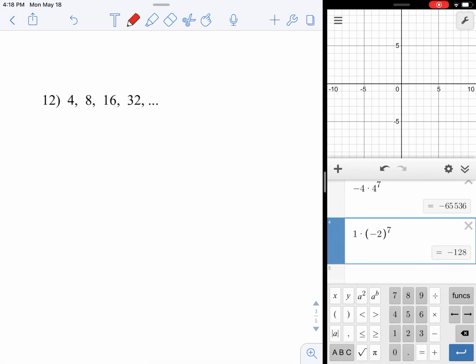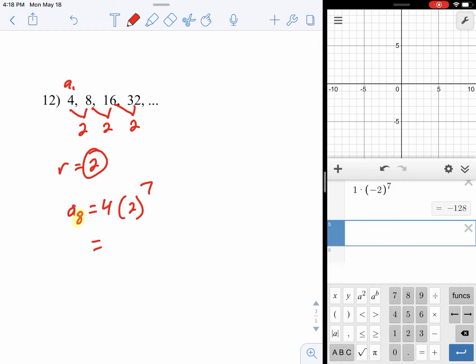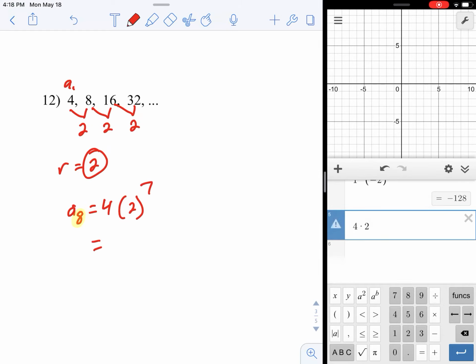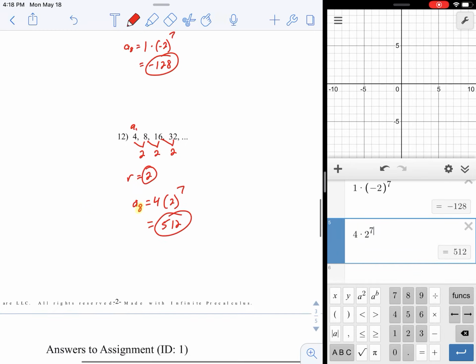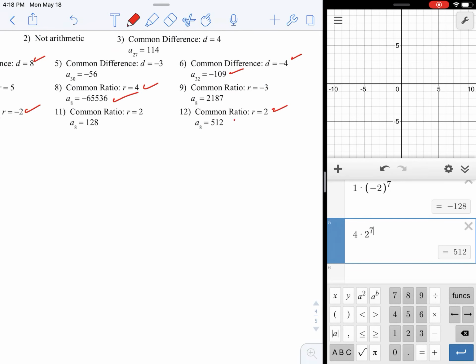So, is this geometric? 8 divided by 4, 2. 16 divided by 8, 2. 32 divided by 16, 2. It is geometric. The common ratio is 2. Find a sub 8, the 8th term. We need to do a1, the first term, multiplied by 2, the common ratio, to the 7th power. Remember, 7 comes from this number minus 1. And I'll use a calculator for that. 4 times 2 raised to the 7th power, 512. So for number 12, we should have 2 and 512.